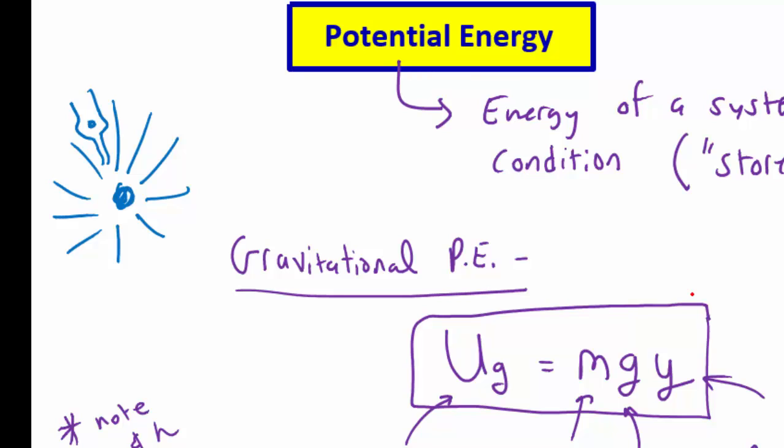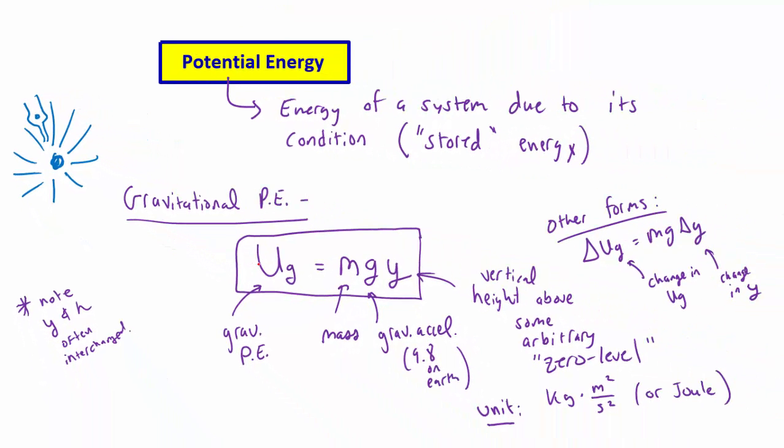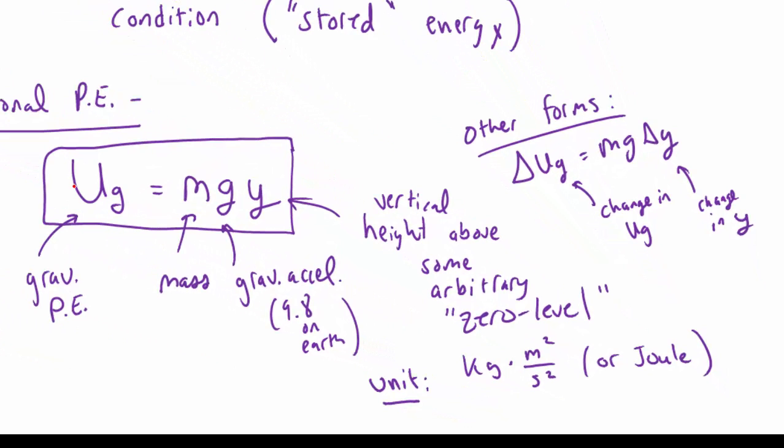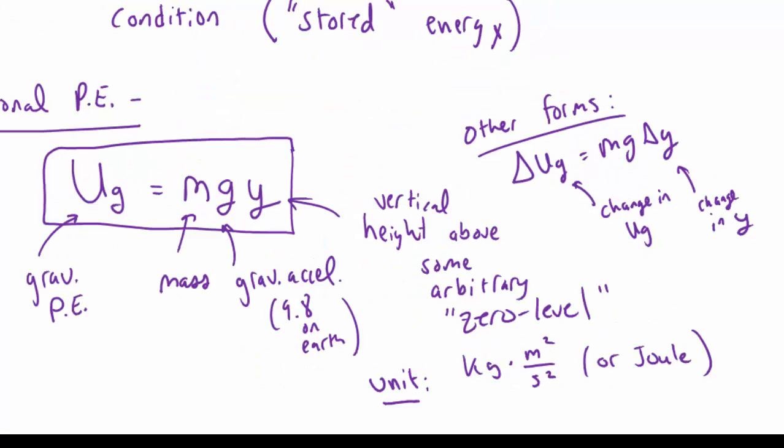So this is the equation. The gravitational potential energy of an object, U sub g. U is a standard way to denote energy that's stored. m is the mass, g is the gravitational field strength or acceleration, and then y is the vertical height above some arbitrary zero level. So that arbitrary zero level could be the surface of the planet, it could be the top of a table. It all depends on the problem that we're setting up. We decide where zero is, and then we measure the height above that position.